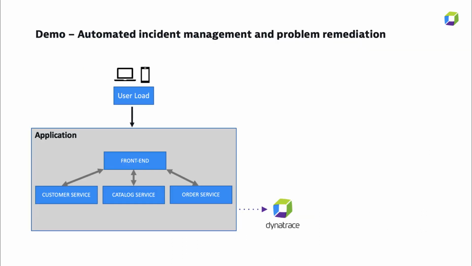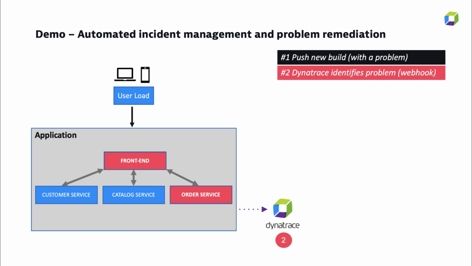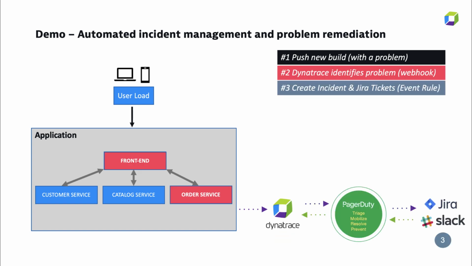Let's get into our demo environment so we can show you what we mean. So in our environment, we have an application made up of a couple tiers that's being monitored by Dynatrace, and we're going to push a new build into the environment that has a known problem. Then we're going to have Dynatrace pick up this problem.